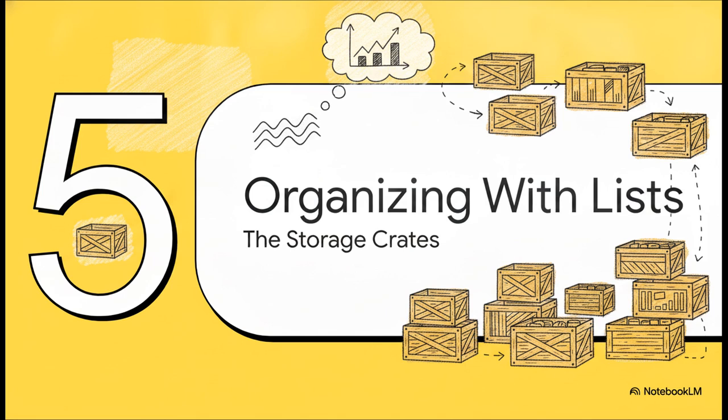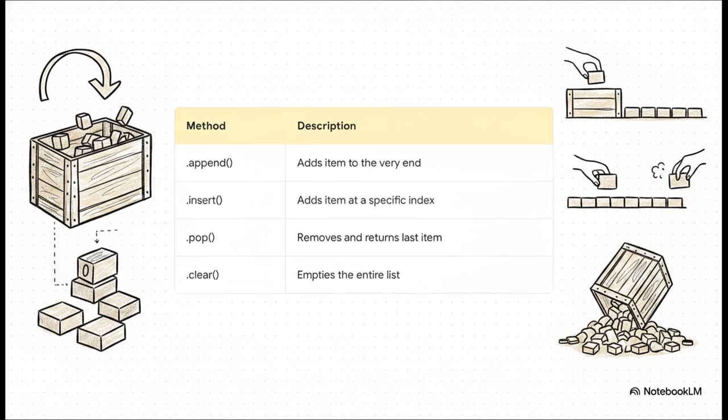Section 5, organizing data with lists. Think of these as our storage crates. To solve the whole data organization problem, we use lists. Think of lists as these large storage crates holding multiple items in a very specific sequence. Crucially though, Python counts starting from 0, so your very first item actually sits at index 0.